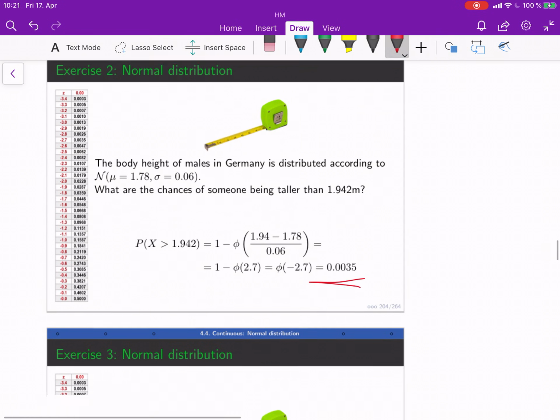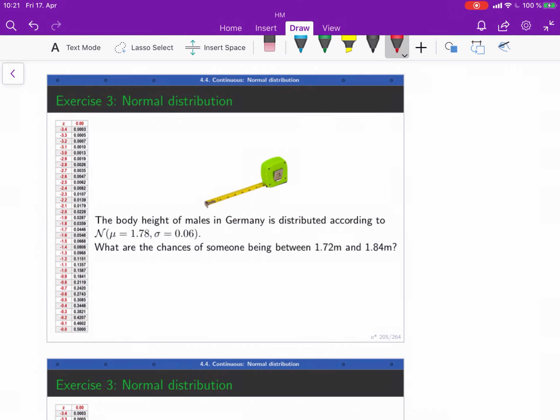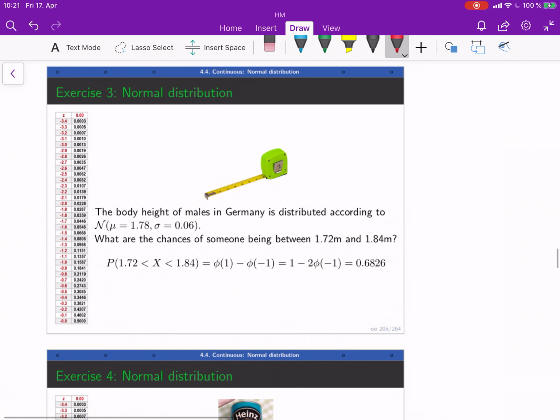Let's look at another one. The difficulty is going to increase. So what are the chances that there's someone between 1 meter 72 and 1 meter 84? And now without any options, just think about it yourself and calculate from the table. Have you done it? Great.